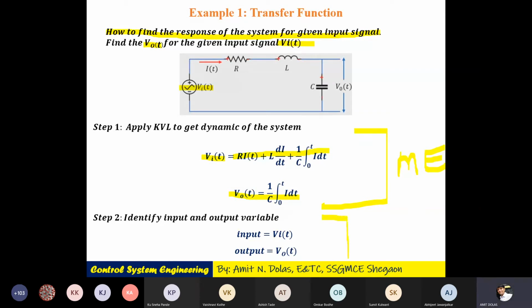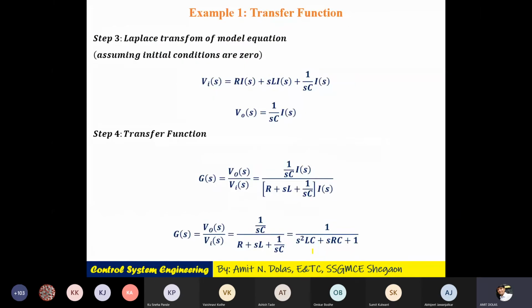The next step is to identify the input and output. Here the input is Vi of t and the output is Vo of t. Having identified that, the third step is the Laplace transform of the model equations, assuming initial conditions are 0. We take the Laplace transform of Vi of t, so Vi of s will be R I of s plus s L I of s plus 1 by sC I of s. And Vo of s will be 1 by sC I of s.